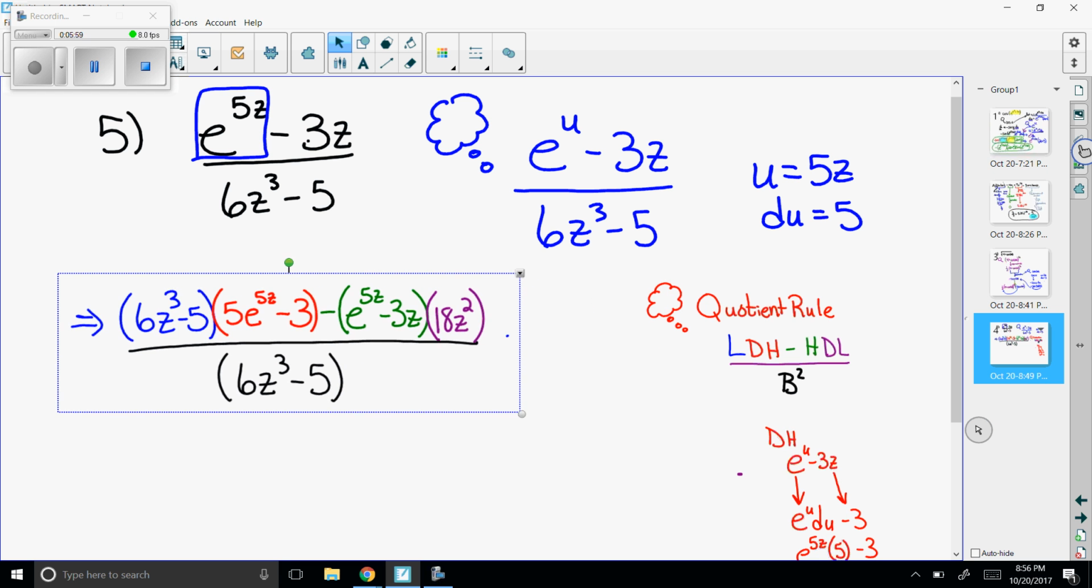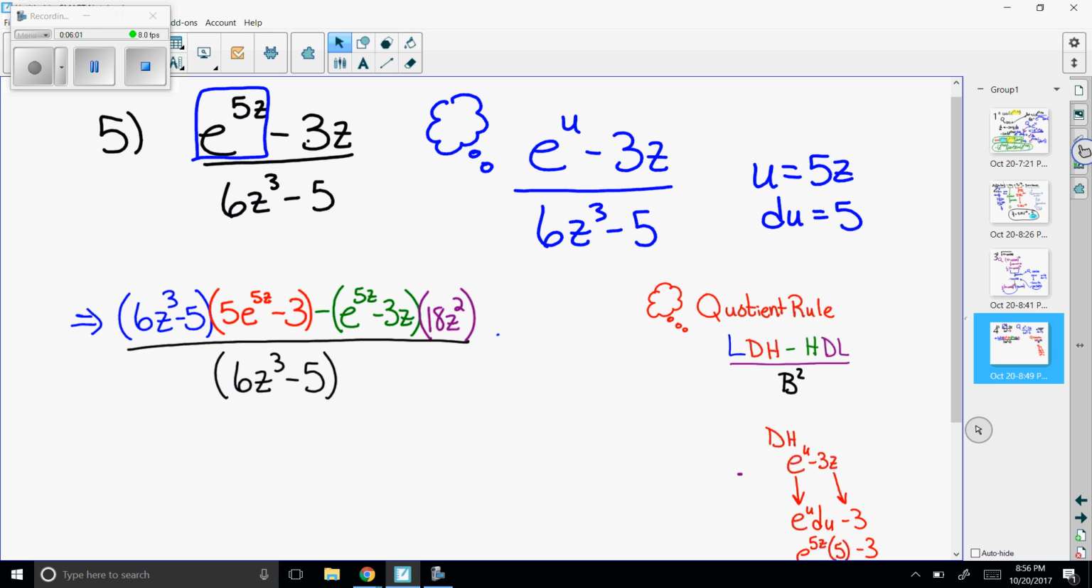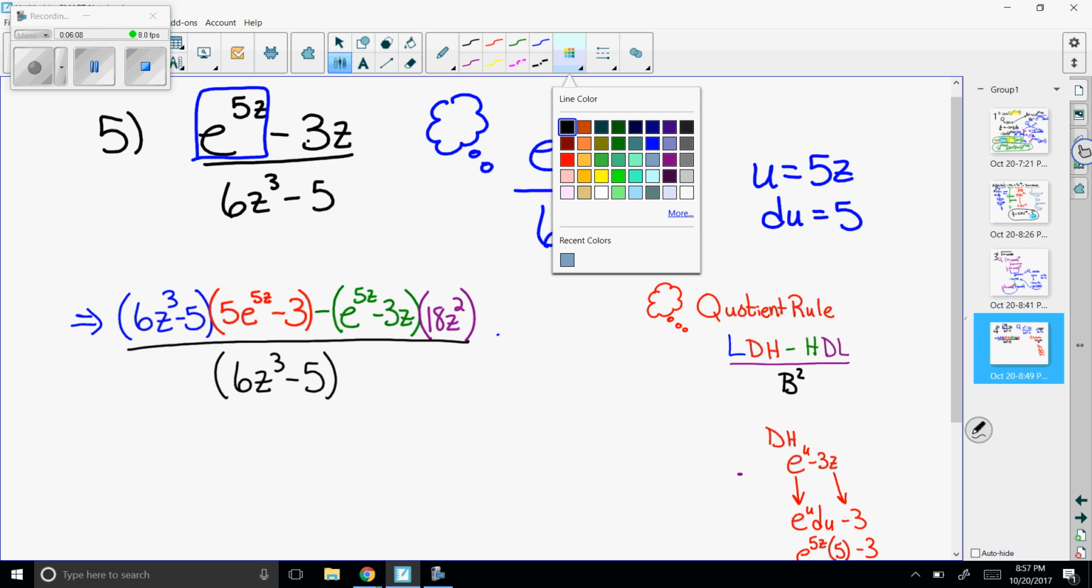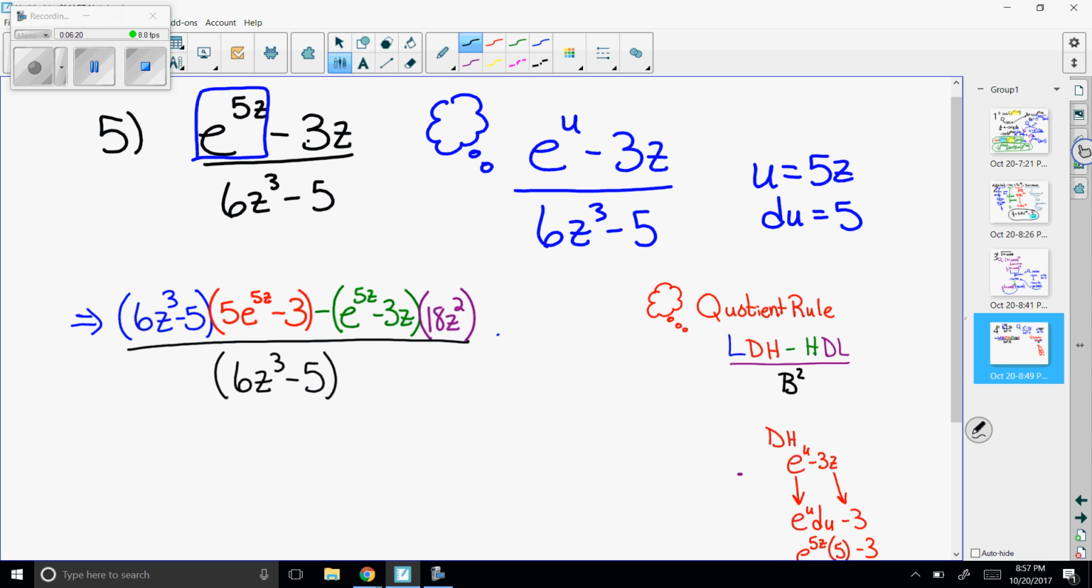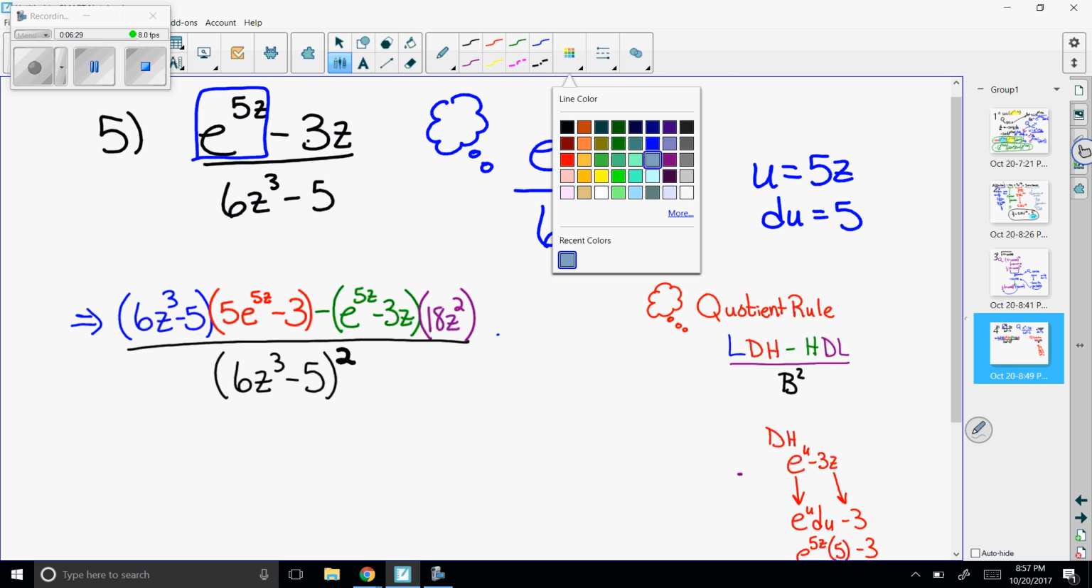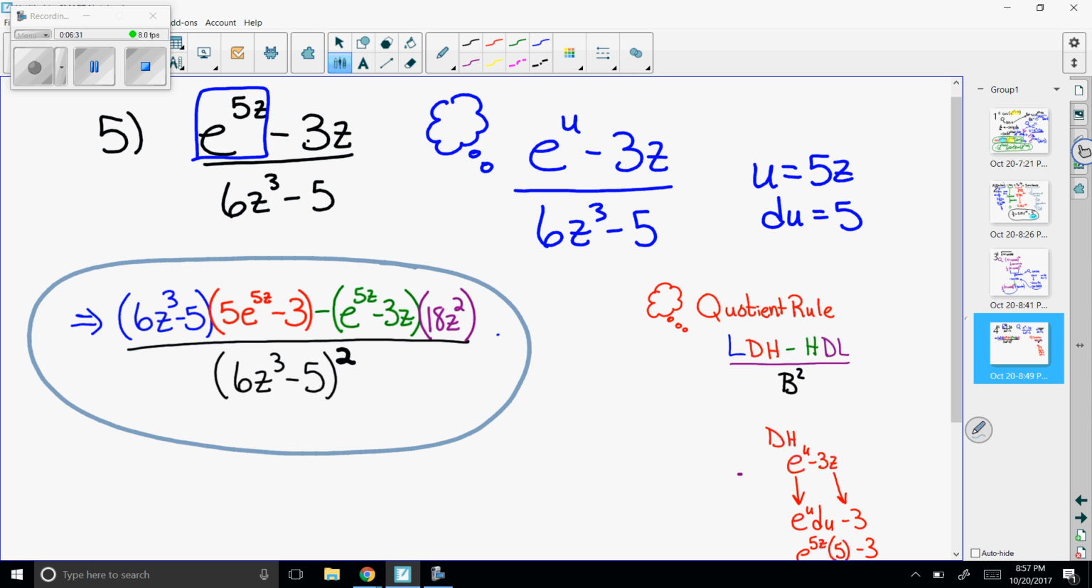All right, get it away from some of the other information I had. So the blue is high, and then we look at the rest of it. The red is d low, minus the green is low, the purple is d high. And then, oh, I forgot something, all over the square of what's below. Don't forget to square that denominator. My bad. All over the square of what's below. So therefore, our final answer happens to be what is circled for you.